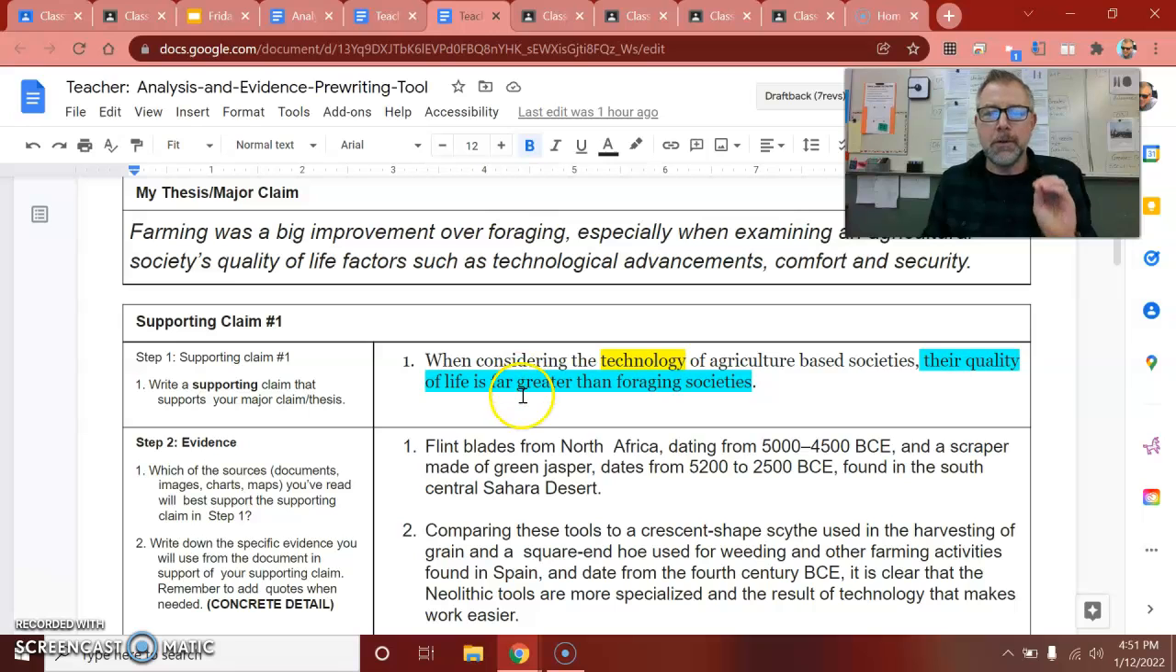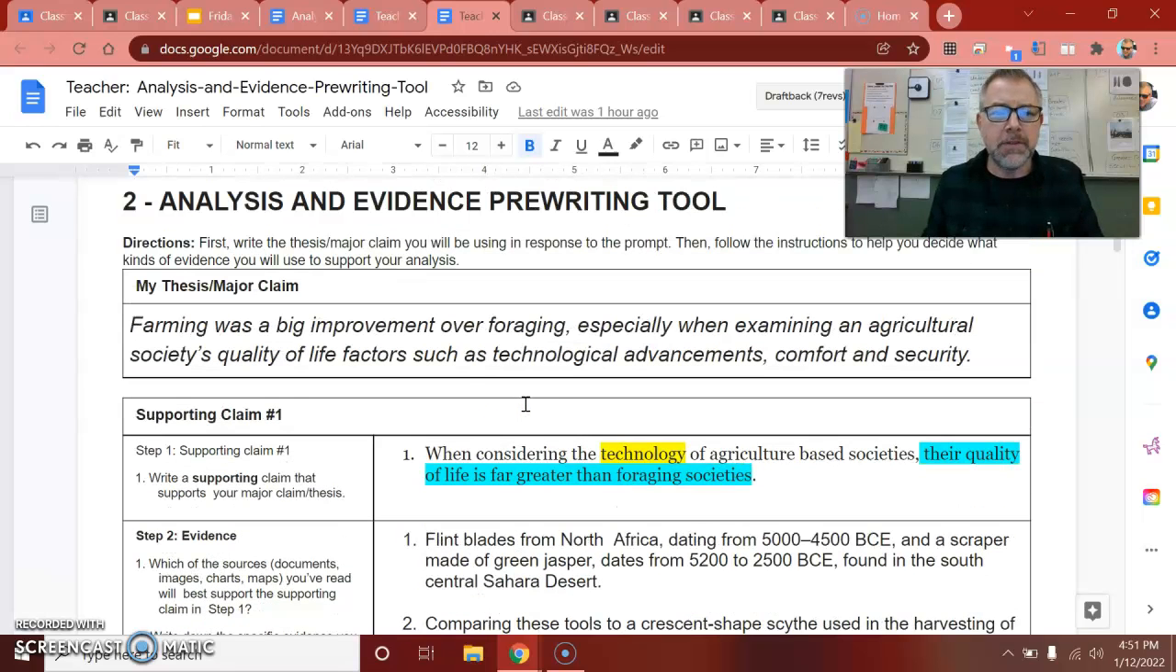There's an art to crafting a supporting claim because you want it to include the main idea of your thesis and major claim, but then also focus on how you're going to prove that in this paragraph. So let's read this carefully. When considering technology, so I'm going to talk about the technological advancements of agriculture-based societies, their quality of life is far greater than foraging societies.